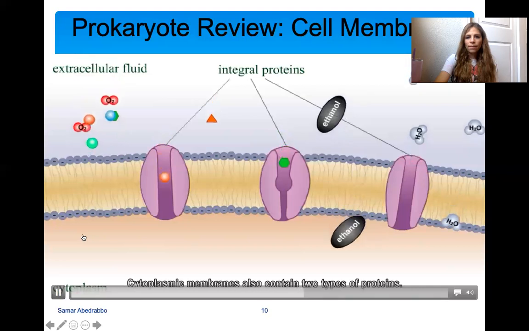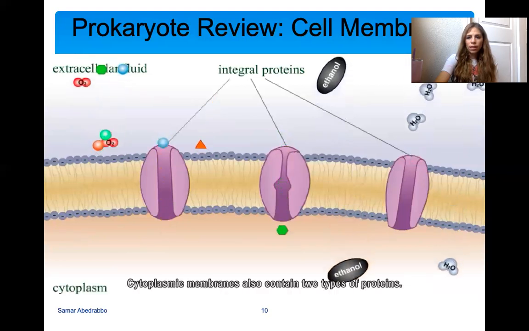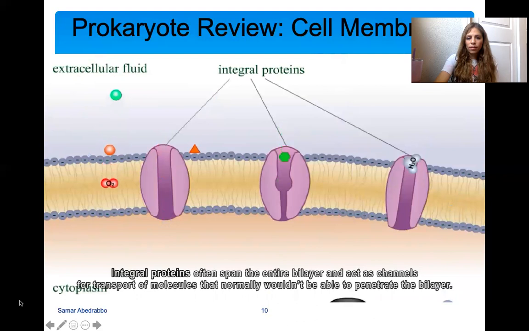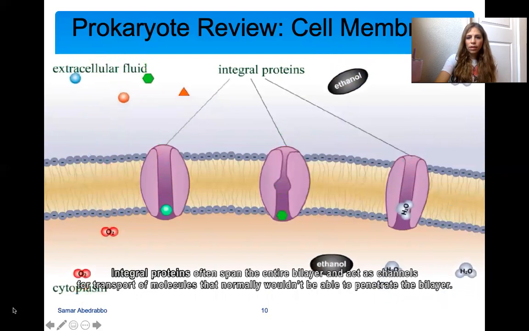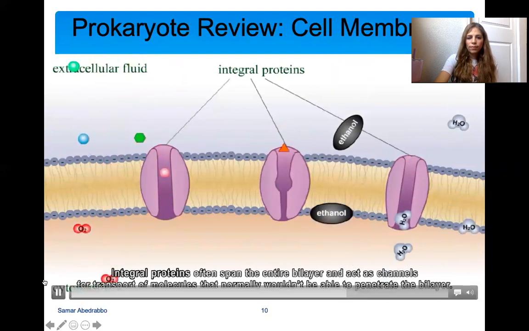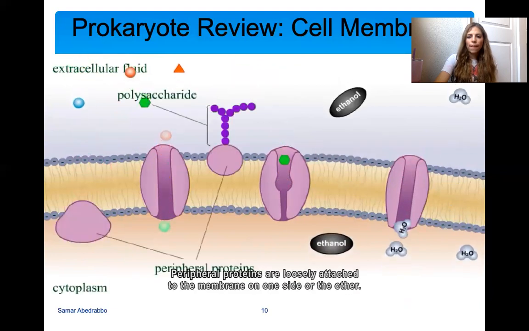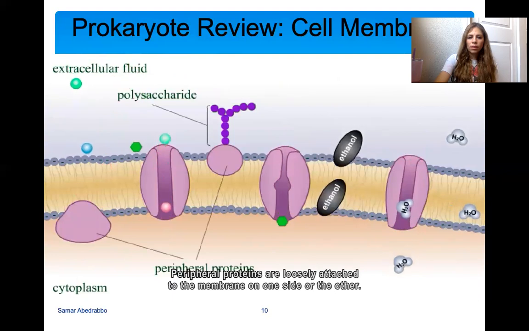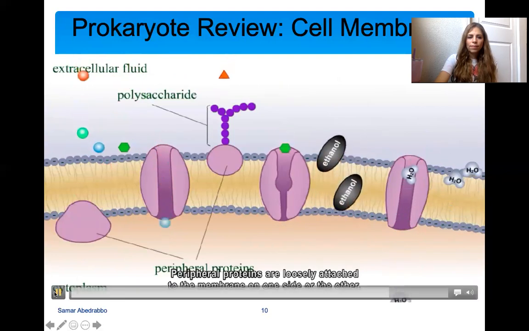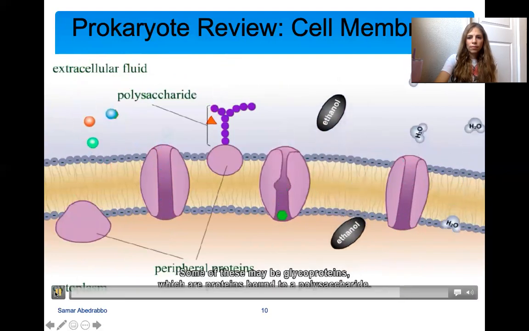Cytoplasmic membranes also contain two types of proteins. Integral proteins often span the entire bilayer and act as channels for transport of molecules that normally wouldn't be able to penetrate the bilayer. Peripheral proteins are loosely attached to the membrane on one side or the other. Some of these may be glycoproteins.